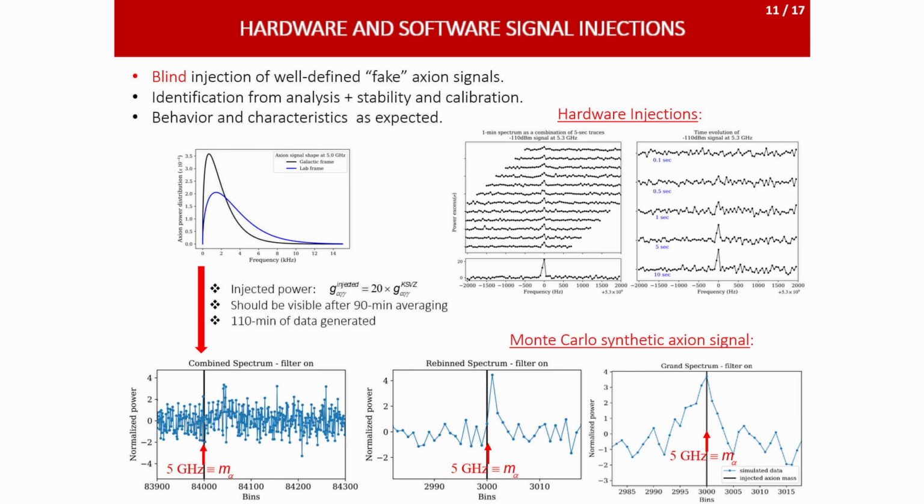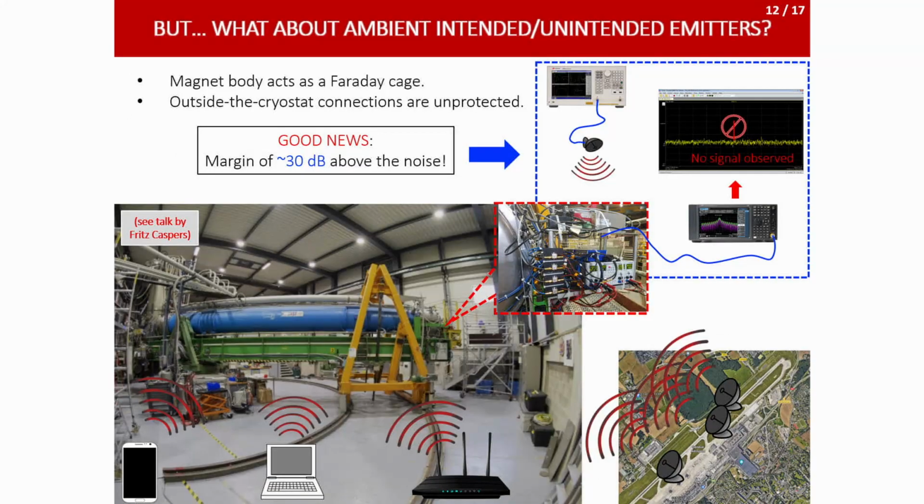So we have to make sure as well that the analysis procedure that I mentioned is working properly. And in order to do this, we have to introduce some fake signals. So here we injected hardware-wise and software-wise some fake signals. You can see that by time evolution, the signal appears as it's supposed to. And also software-wise, after you apply the previous analysis steps, you can see the correct axion frequency and coupling of the axion that we injected.